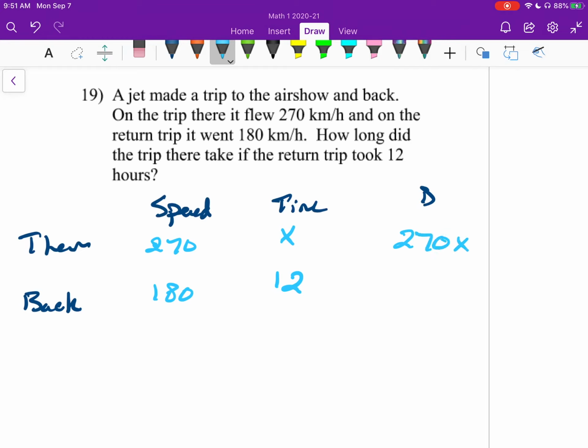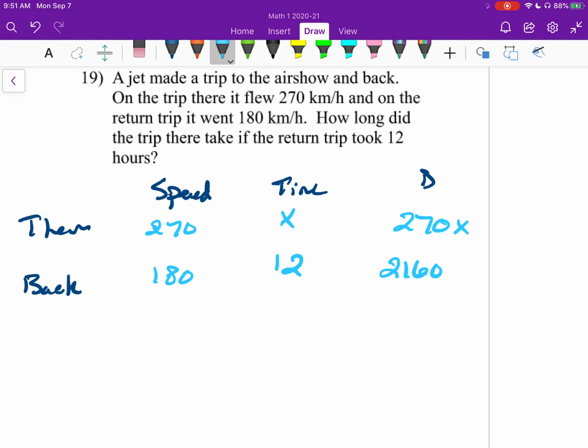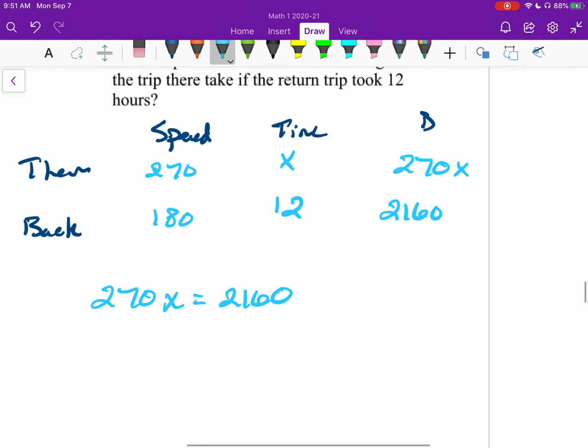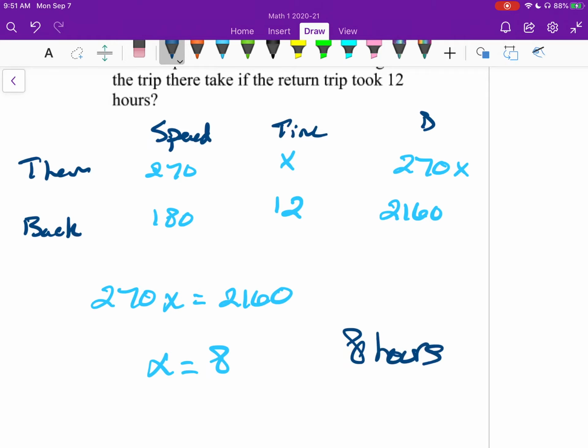What is 180 times 12? That is 2160. Well, there and back, we know that there and back problems are equal. Their distances are equal, excuse me. So I get 270x equals 2160. So x is 8, and we're talking about 8 hours.